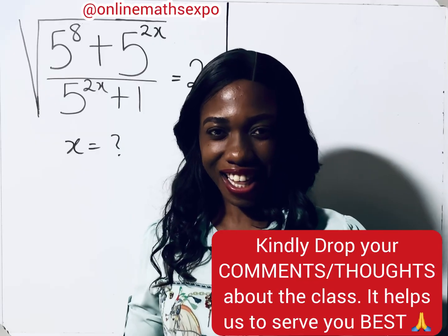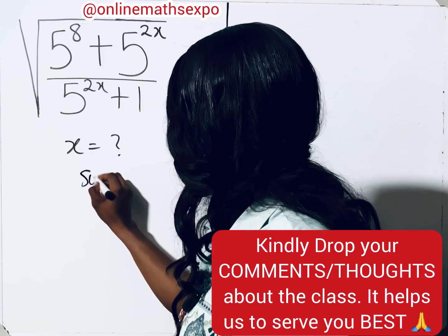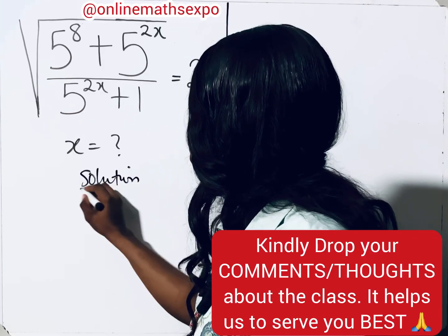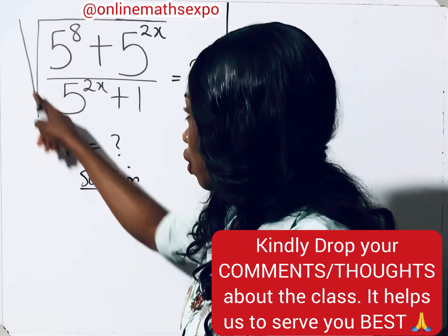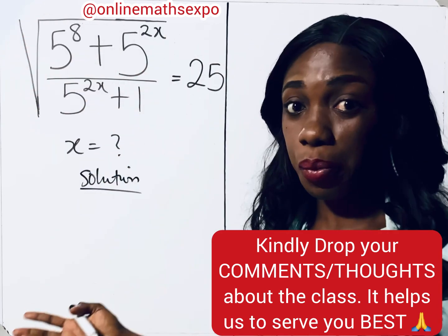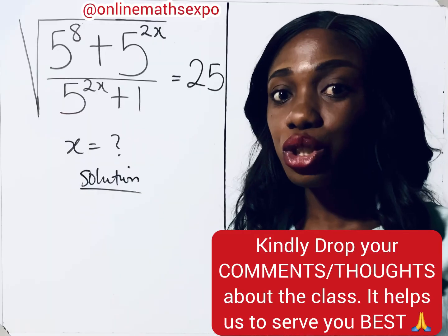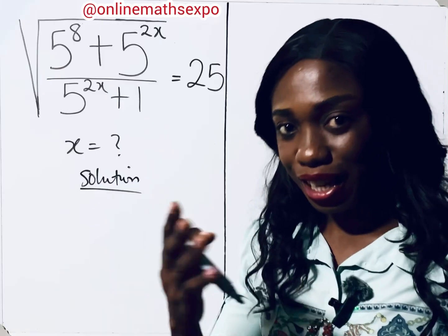Let's do it together. So we're going to begin this with the solution. Now, what do you do first? When you look at this, it is a radical equation because of this radical sign, and when you see this radical sign, it just represents square root. So what do you do? Each time you have a square root, to remove it, you square. Now, let's do it together.